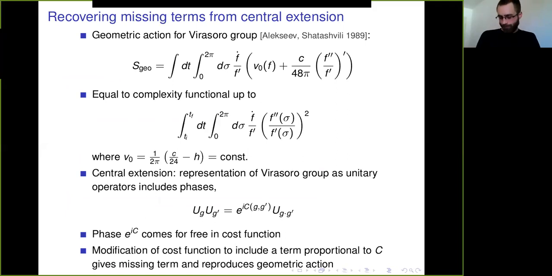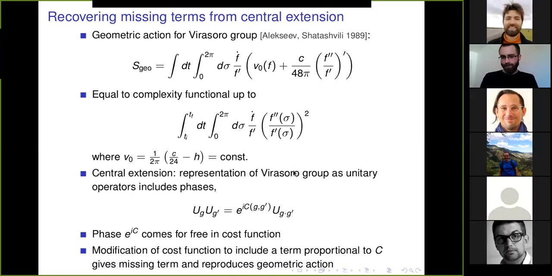What I meant is that applying any unitary operator U onto the state gives the same cost as applying this unitary operator multiplied with a phase. And for that reason, these phases drop out in the cost function and these phases don't produce any cost. And by simply explicitly adding this phase term to our cost function, we can assign a cost to this phase, and by doing that, we can reproduce the geometric action. Yeah, thanks.